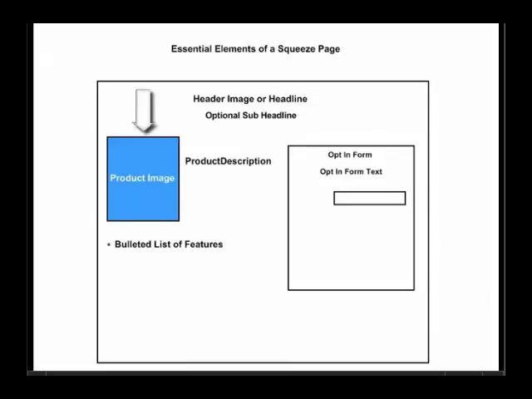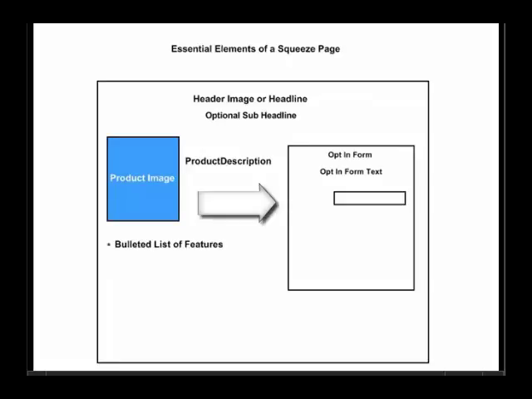Next, you should have a product image. A product image gives perceived value to the product that you're going to give away on your squeeze page. And you should be giving away a product or some item on your squeeze page to encourage people to opt in. Next, you should give some product description. This will, of course, describe what the product is that you're giving away.